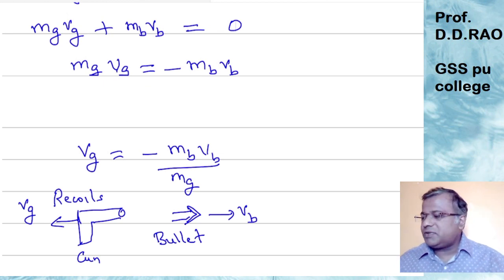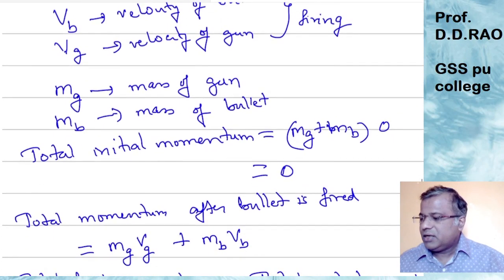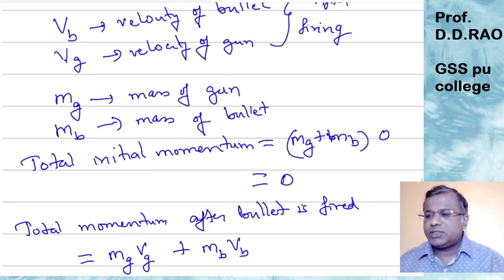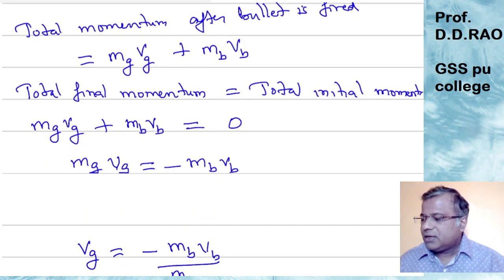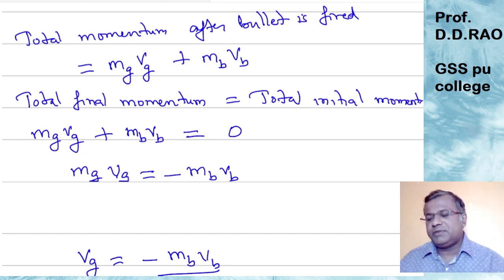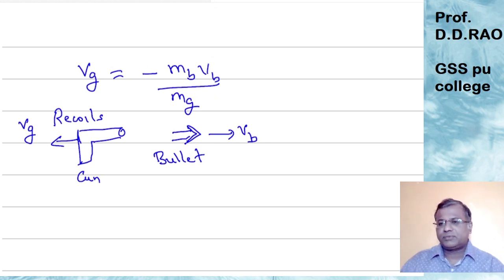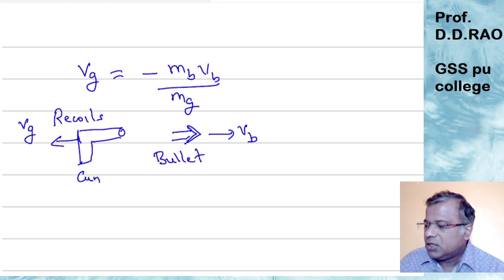So how did we do the derivation? In order to do the derivation, I considered Vb as the velocity of the bullet and Vg as the velocity of the gun, right? Then we started doing the derivation and got this result, that the velocity of the gun is minus the mass of the bullet into the velocity of the bullet divided by the mass of the gun. Okay. So this is how you can find it.